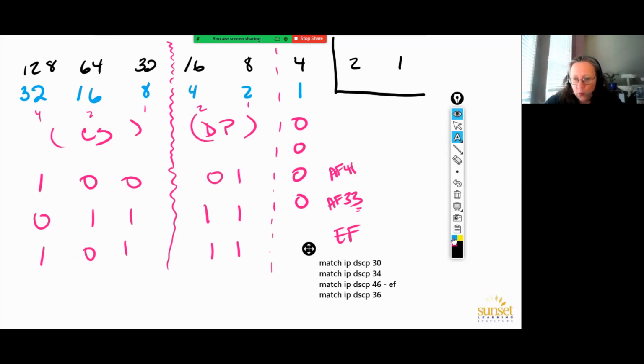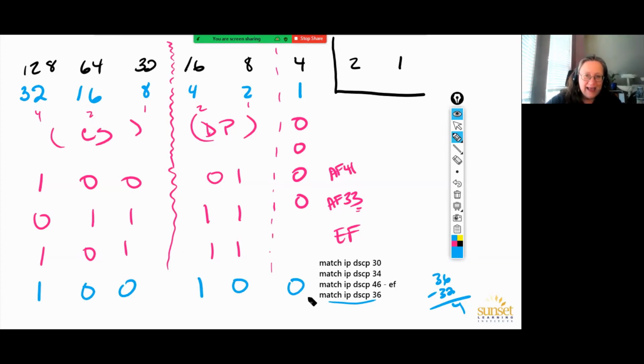Okay, well, we can figure this out. With assured forwarding 36, I would certainly have a 1 in the 32s value, right? So 36 minus 32, well, that's easy, that's 4. I would need a 1 in the 4s place, and then everything else, of course, is going to be a 0, and there's my 36. What AF is that? Well, it's AF42.